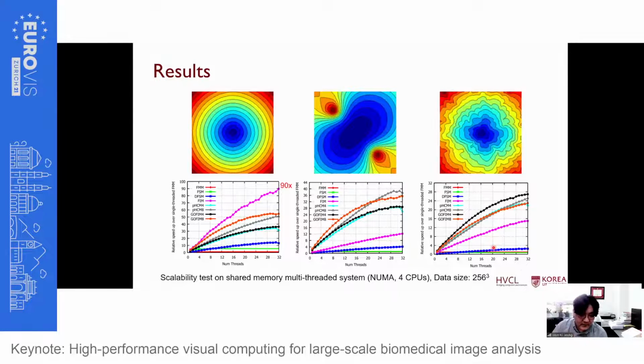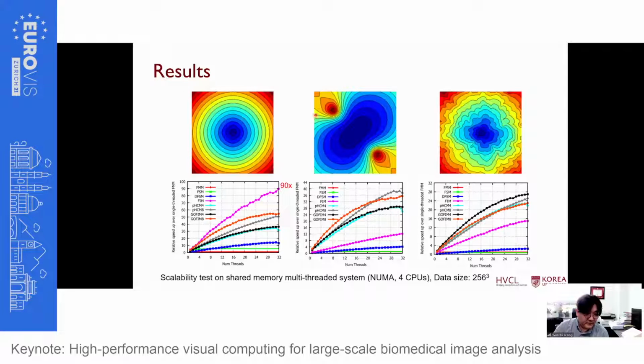And this is a scalability test on a shared memory system. In this case, we use a NUMA system with 4 CPUs. Each CPU has 8 cores, so we can use up to 32 cores. And we tested with the 3D grid, a 256 cube grid. As you can see here, this is the relative speed over the single-threaded fast marching method. So the fast marching method is the baseline, and we measure how fast we can get by using multiple threads. The x-axis is the number of threads, the y-axis is the relative speed up.